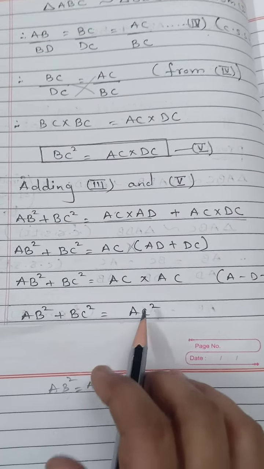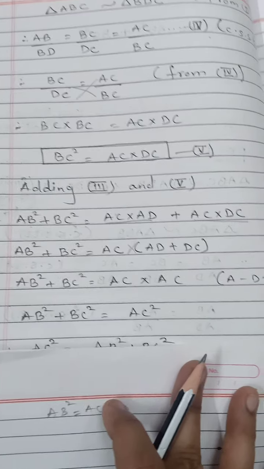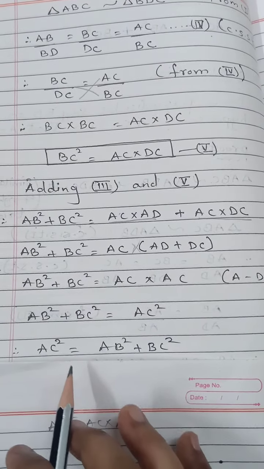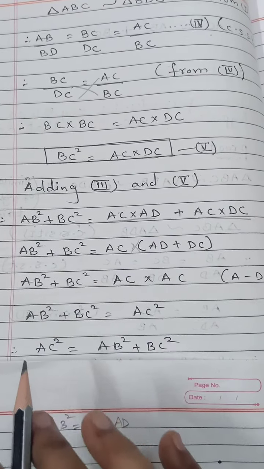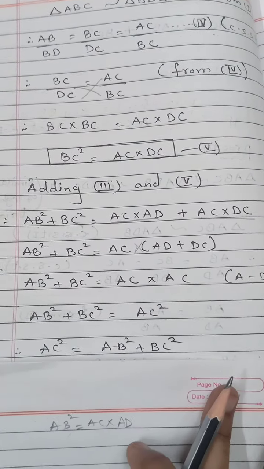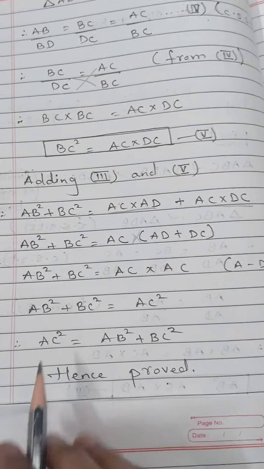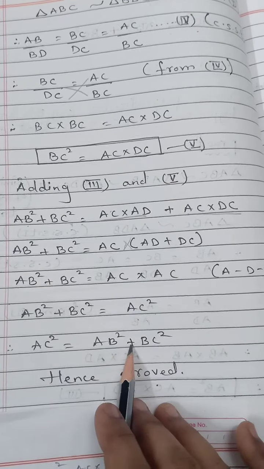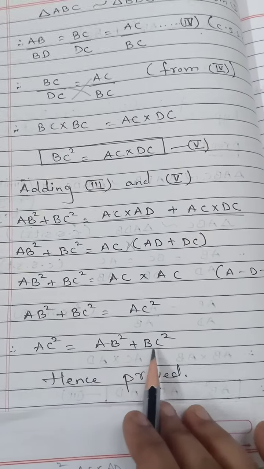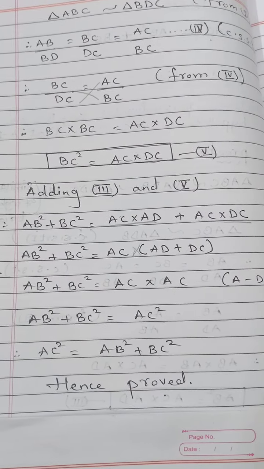Now this AC square we will take on the left hand side and these 2 terms we will take on the right hand side. So we will get AC square is equal to AB square plus BC square. And this is only what we wanted to prove. So we have got our required result. At last we will write hence proved. So we have got that the square of the hypotenuse is equal to the sum of squares of the remaining 2 sides. So we have completed our third theorem, that is Pythagoras theorem.